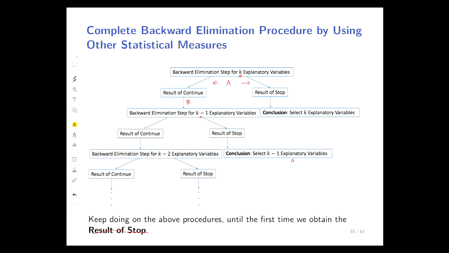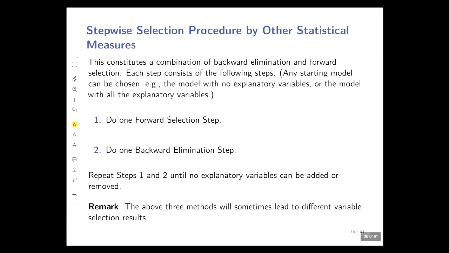So I think that's similar to the previous case. And also we can consider this stepwise. For the stepwise, we just consider this combination of forward and backward elimination steps. I think that's all I need to mention, because I just copied this page exactly from the page for the stepwise selection by using F statistic.